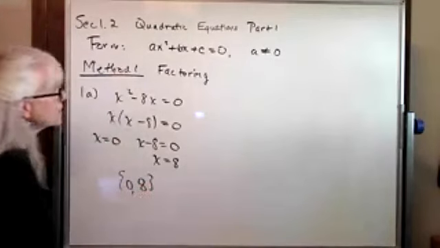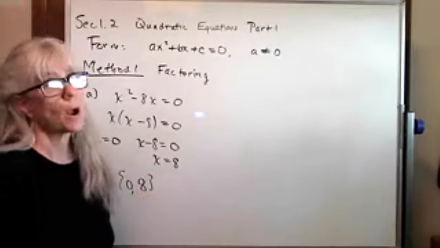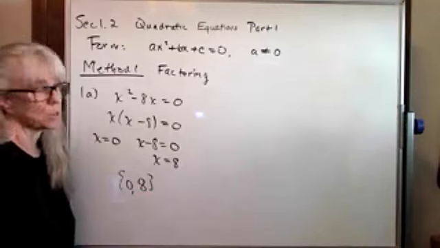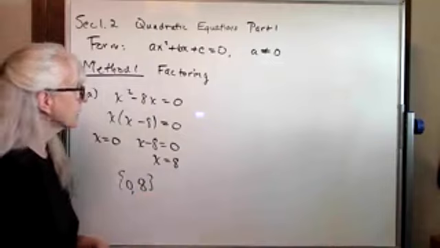So the advantage of factoring is it's quick, it's the most efficient method. The problem is it's not always going to work. So there are places where we're not going to be able to factor, but it is always the quickest way to get to an answer. So that was example A. Let's take a look at example B.